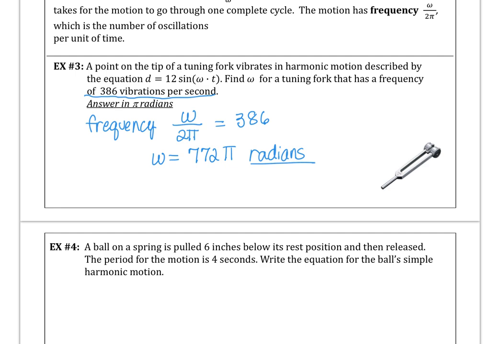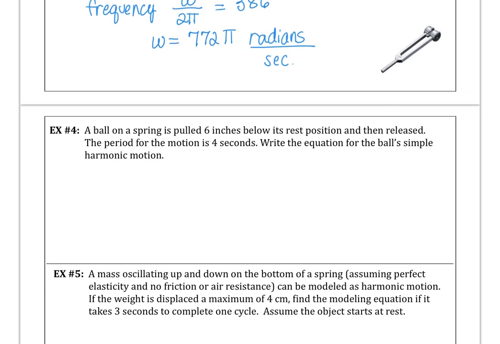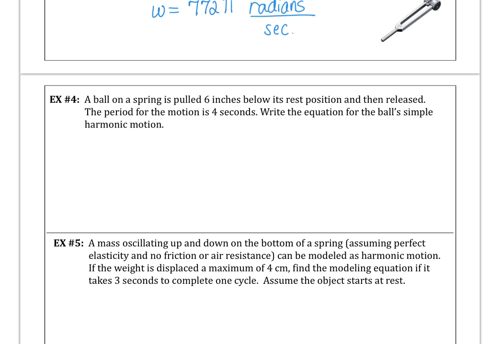And I'm happy with leaving my answer in exact instead of decimal. In example 4, we're looking at a ball on a spring that is pulled 6 inches below its resting position. So here's the first instance where we have to consider which equation we are going to use if we're pulling something down. The period for the motion is 4 seconds, and our job is to write the equation for the ball's simple harmonic motion. So let's make a note of that.